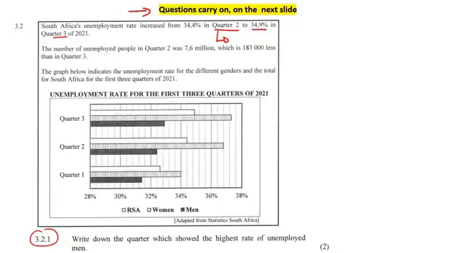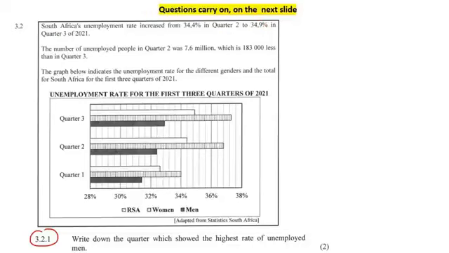So out of all of the people that could work, 34.4% are not working. They're unemployed. And in quarter 3, so from July to September, that increased to 34.9% of the population.